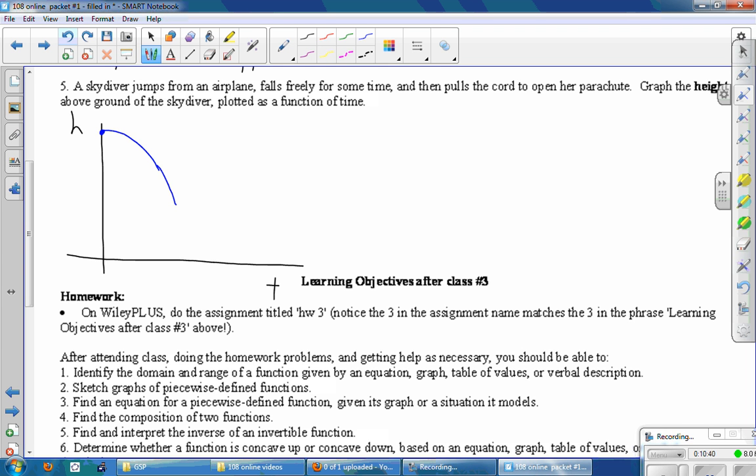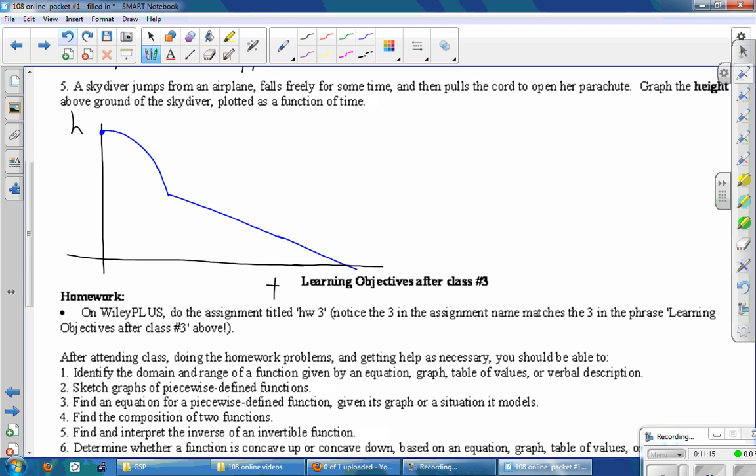But then we get to the place where she pulls her parachute. And once she pulls the parachute, well, she's still going to be coming down to Earth, but presumably at a much more leisurely clip. And maybe we could say something like a straight line, something like that, and eventually hitting the ground. So I don't know that that's exactly true. I've never parachuted myself, but I assume that when you are falling with your parachute open, your velocity is pretty constant. And so your change in height is going to be pretty close to a straight line.